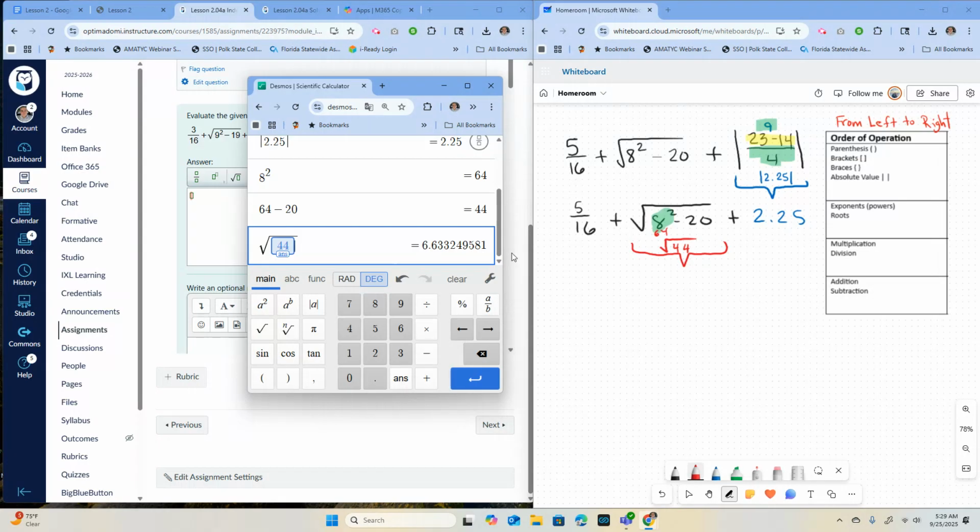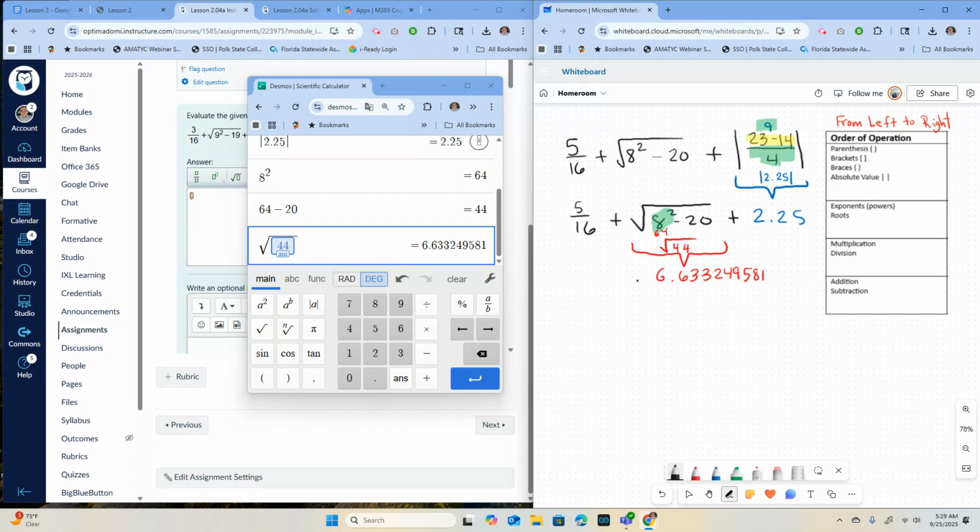And you can see I got this long decimal. For the moment, you're going to keep that decimal exactly like you read it there in the calculator. I know it's tedious. 6.633249581. I'm going to keep that number exactly as I got it in the calculator.